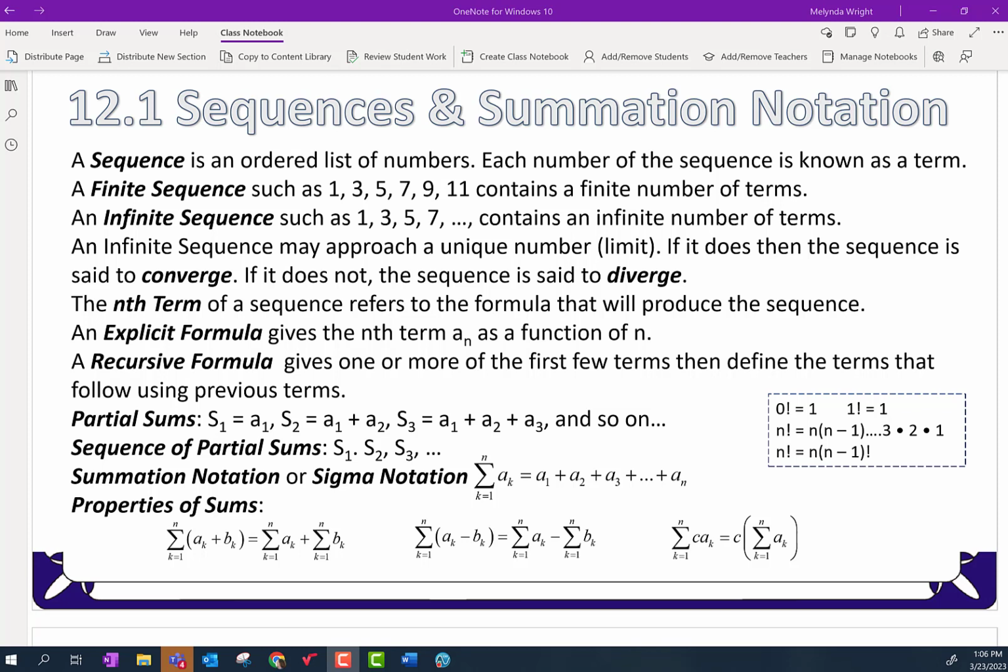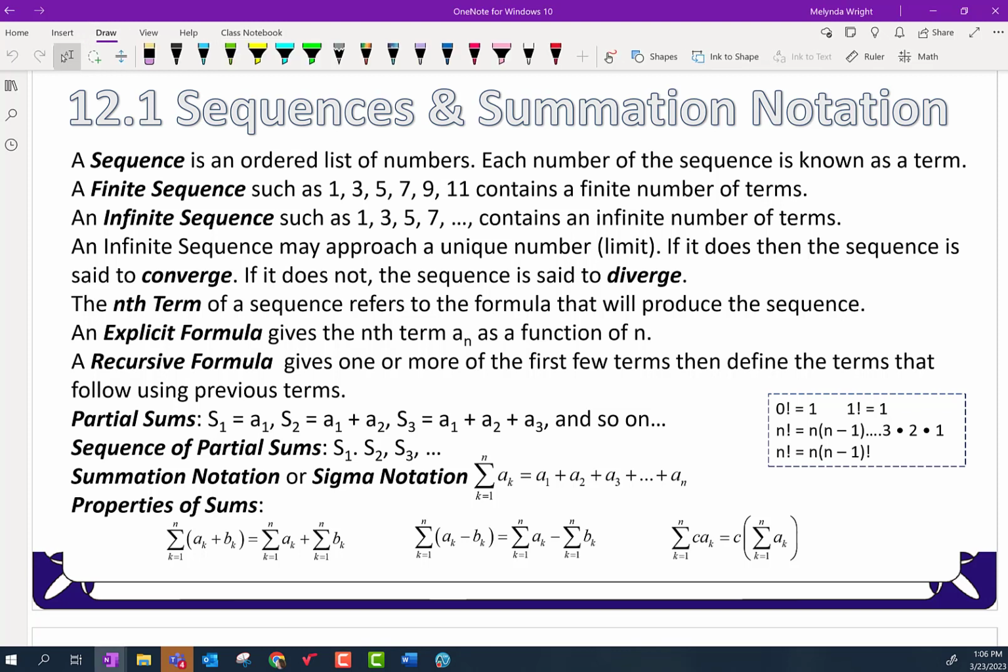This first page is pretty much mostly vocab. A sequence, this is just a definition, if you will, of a sequence. It's an ordered list of numbers. And each number of the sequence is known as a term. So that's a vocab word. If we talk about a term of the sequence, it's talking about one particular item in the sequence.